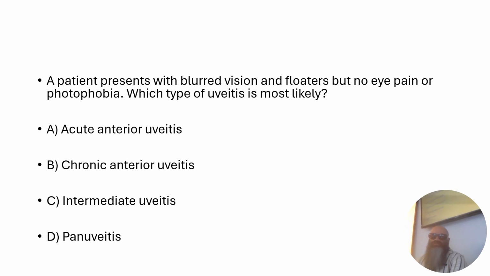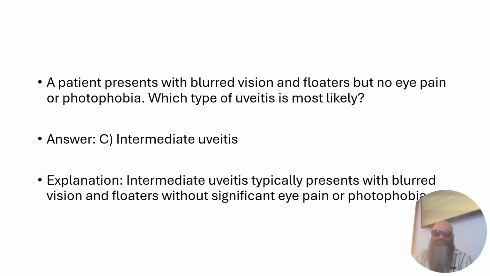So, next one. This patient presents with blurred vision and floaters, but no eye pain. Remember? I told you guys that. Which type of uveitis is most likely? The first few are uveitis. You'll probably see one of these again on the test. There better be a question on the test. D? All right. No eye pain, photophobia, intermediate. Remember that schematic I had with the 4 eyeballs and the different types of uveitis? That's where you're going to look for that one, okay?